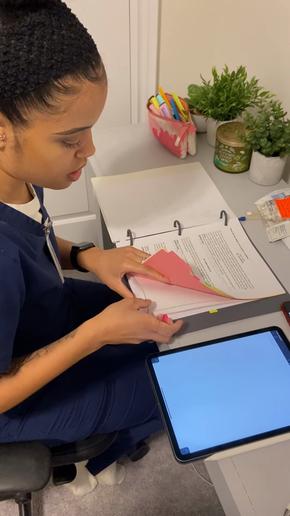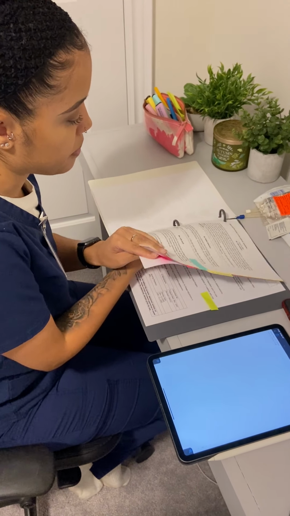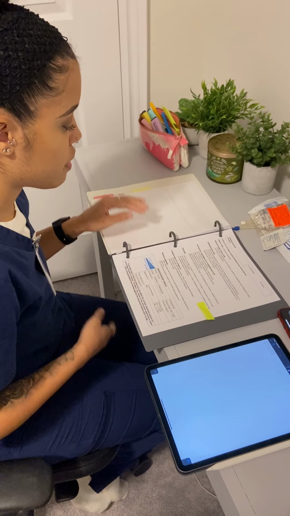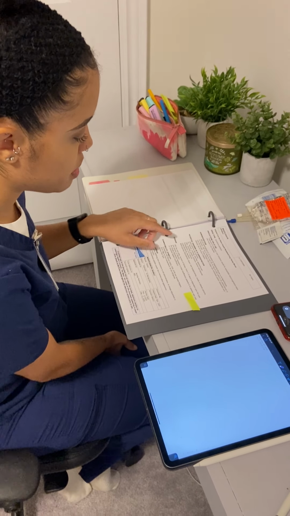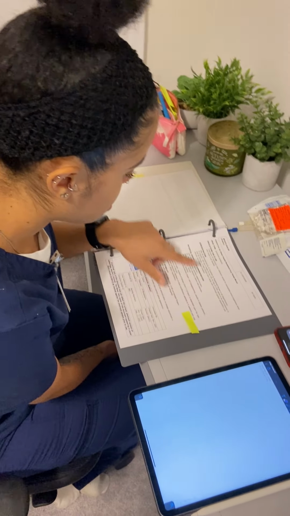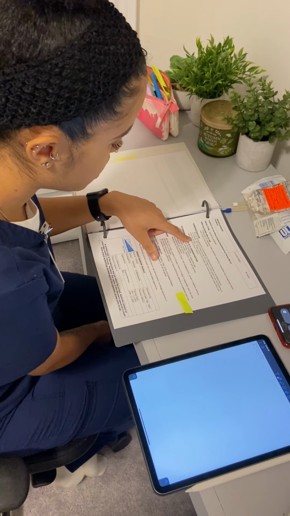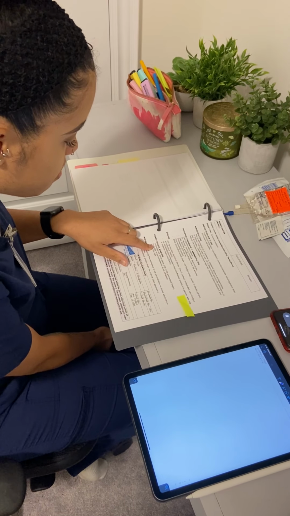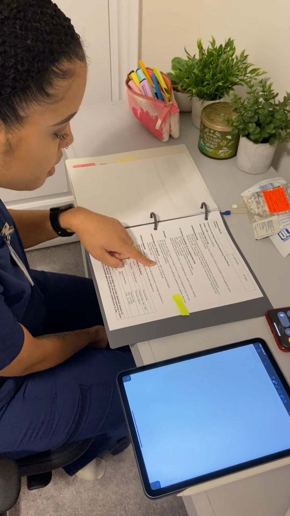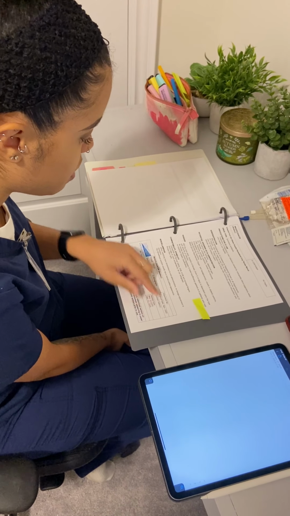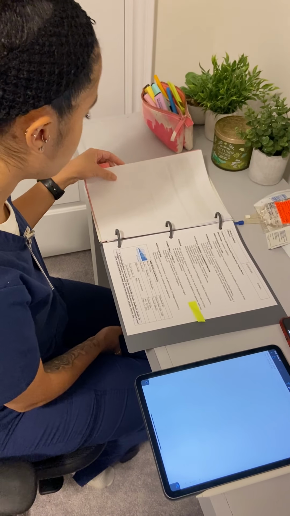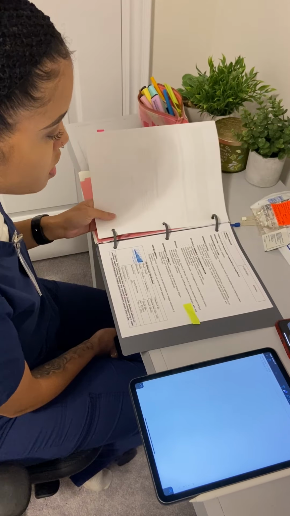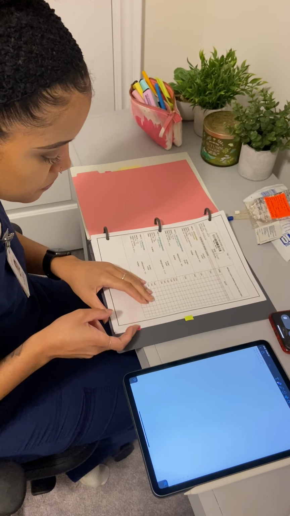So now looking at the monograph, I'm going to check for the rate at which it needs to be infused, which is over 60 minutes, and then check the compatibility, and it's compatible with normal saline, which is what she has hanging in her room. So now I am going to start my rights.